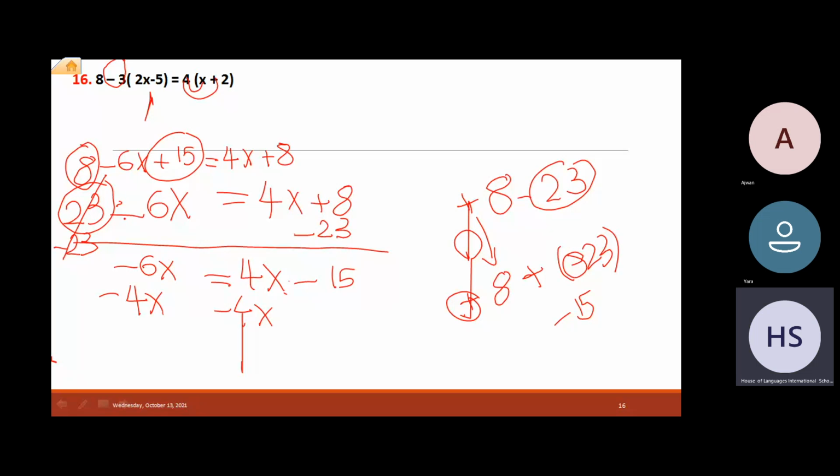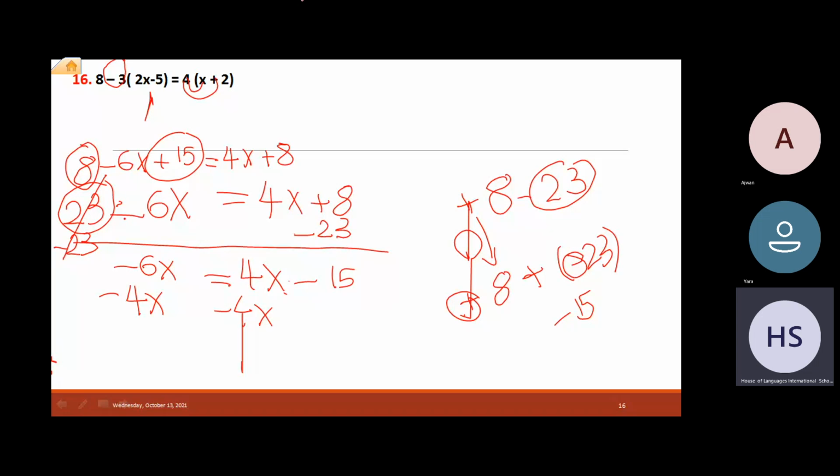As I told you at the beginning, I have to put the variable on one side and the constant on the other side. If you want to put the variables here and the numbers here, it doesn't matter. Yeah, I know, but why did you choose negative 6x? I want to combine the like terms here.